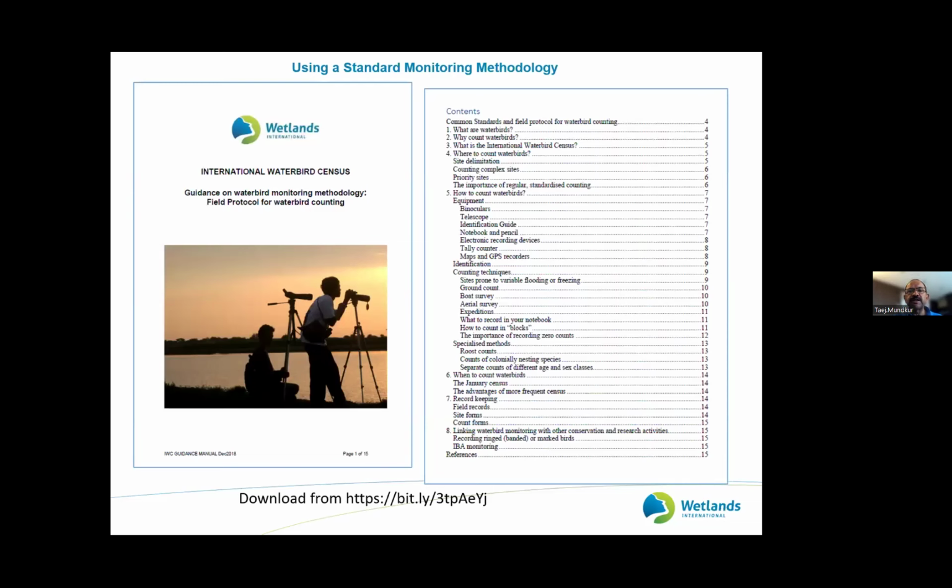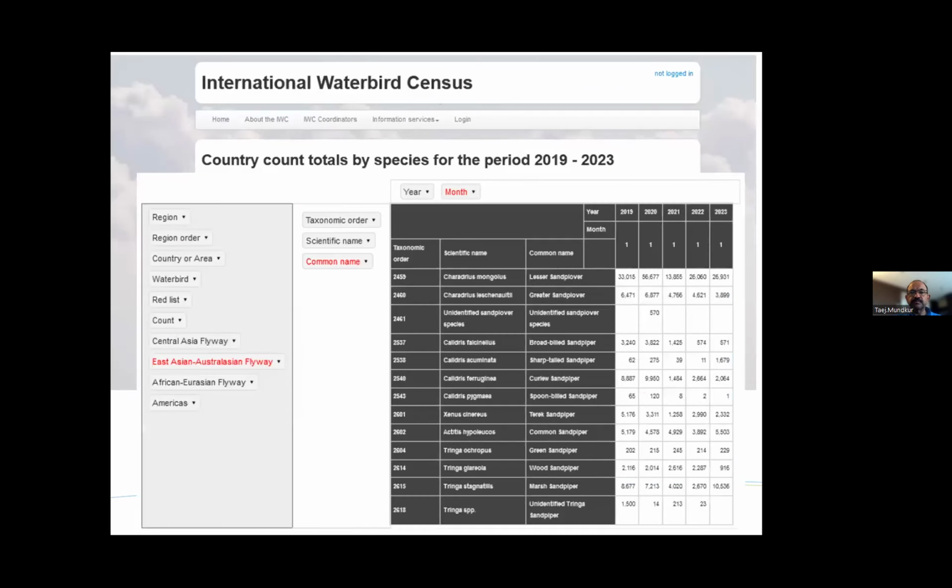We follow a standard methodology, and we'll come back to this. This has been published and updated a few times. There is scope for improvement, and this is where I think the kinds of points that Rich was making in his last presentation can feed into such a process.